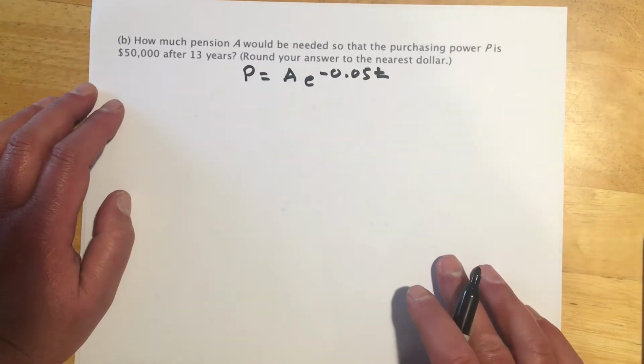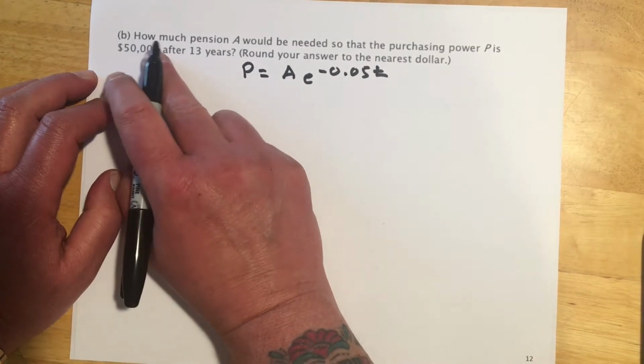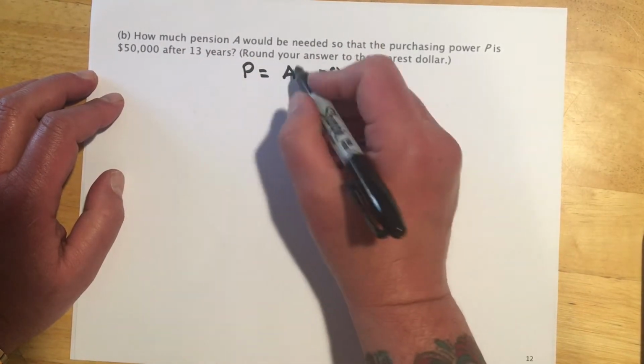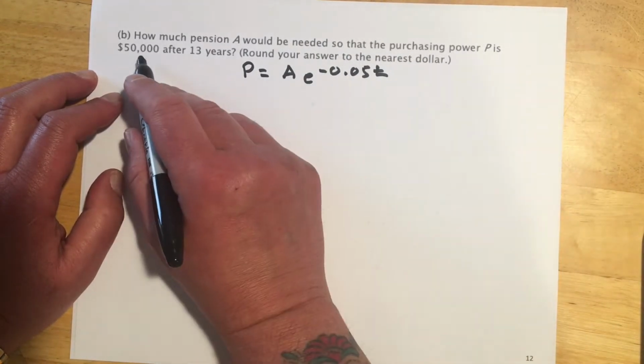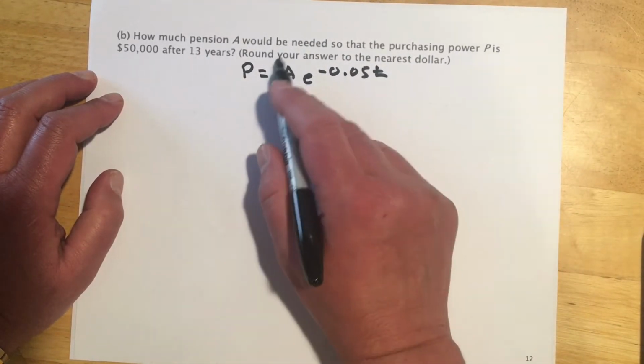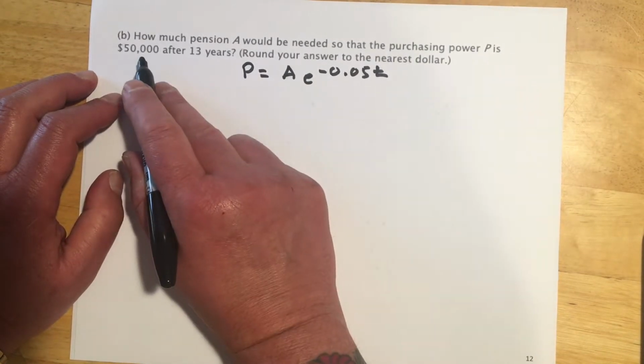Okay, so this is part B of that same problem. I just brought over the formula to this page. So B goes, how much pension A, so what the amount of A would be needed so that the purchasing power P is $50,000 after 13 years. So how much would it have to be worth today so that in 13 years it's still 50 grand?